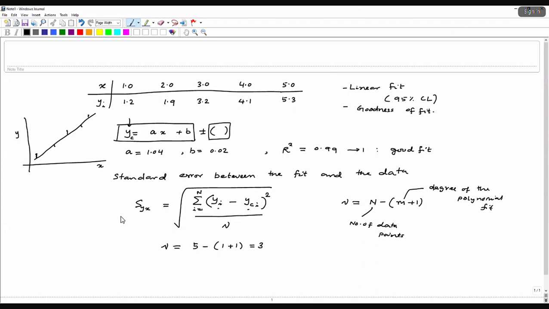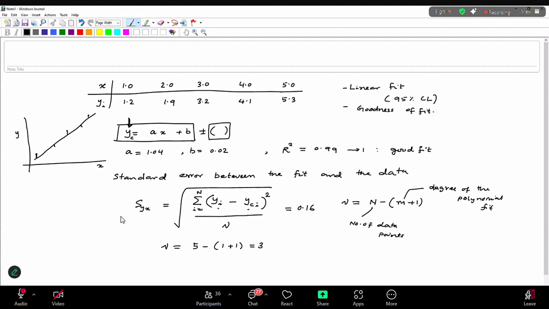Now, this is the SYX. So for each YI and corresponding YCI predicted from here, you can find the numerator and divide by the degree of freedom and you take square root. And if you do the calculation, which I am not doing, you can check that this will come out to be 0.16. Okay. Now this is the standard error between the fit. Okay, but what you actually write here is the random uncertainty.